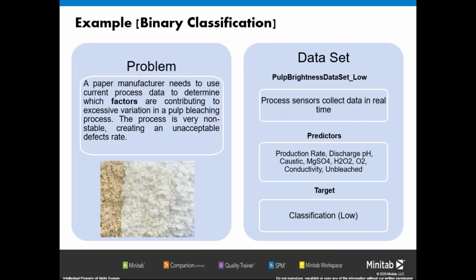Here I have one case study. A paper manufacturer needs to use the current process data to determine which factors contribute to excessive variation in a pulp bleaching process. The process is very non-stable, creating an unacceptable defect rate. They provided data from sensors collecting in real time, and the predictors are production rate, discharge pH, consistency, magnesium, and ambient conductivity.